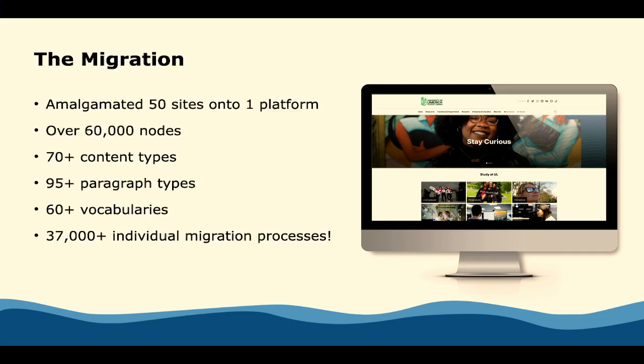Of the 50 sites, there's over 60,000 nodes and over 70 content types. And that's not 70 unique content types. That's just 70 content types with the same machine name. And then there is over 95 paragraph types and over 60 vocabularies. At the end of the day, there's over 37,000 individual migrations that we ran. This session is about the lessons learned in that, the tips and tricks that we picked up along the way, and some things that made our lives much, much easier. So we'll go through that in this session.